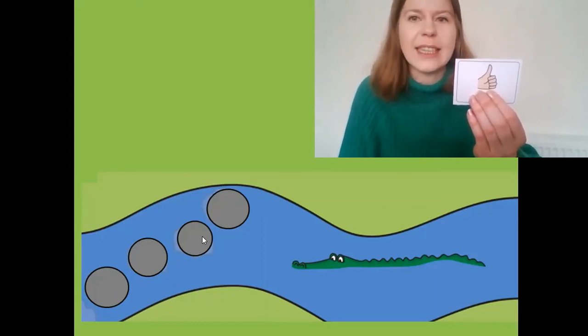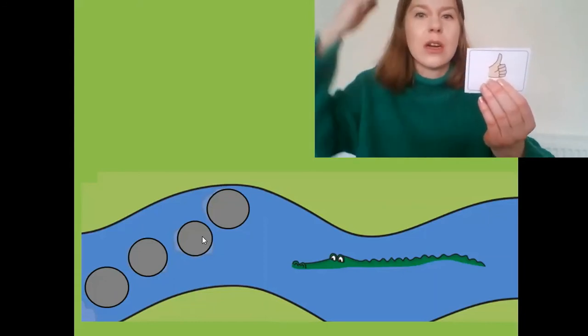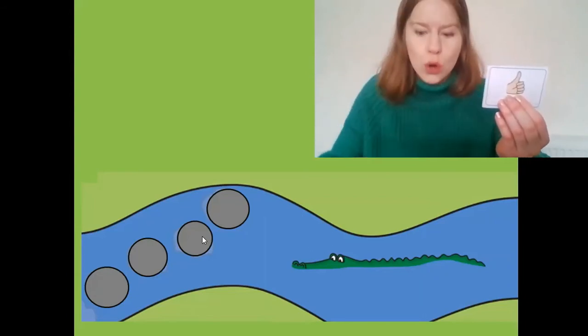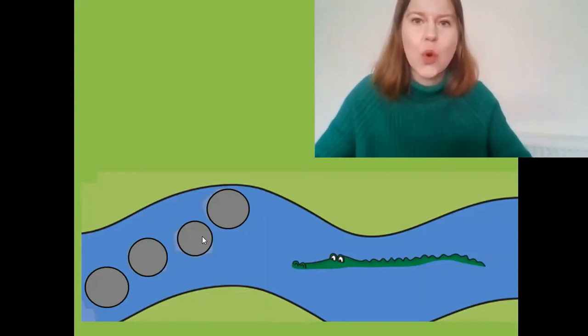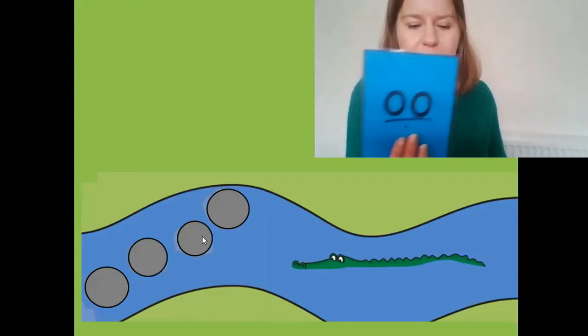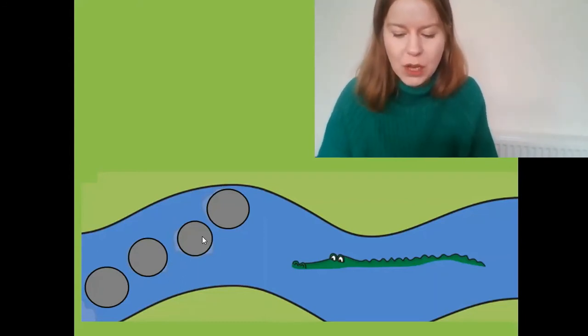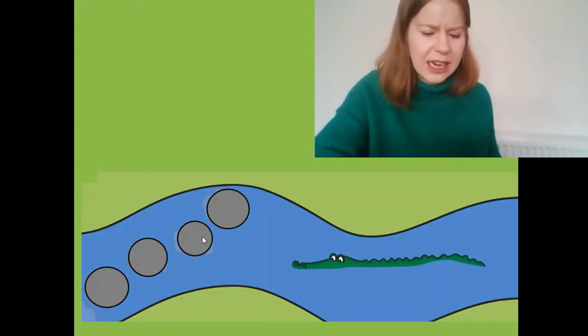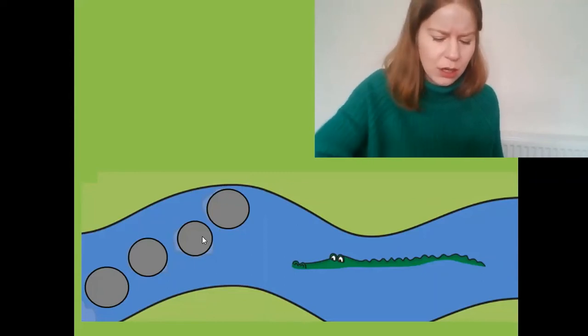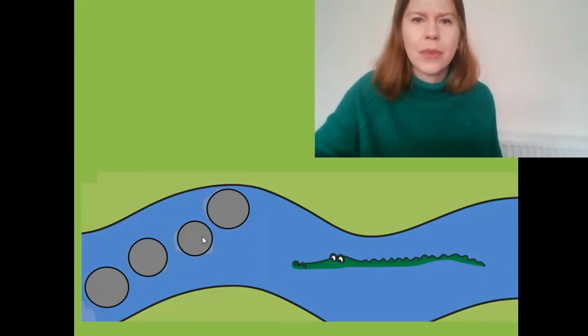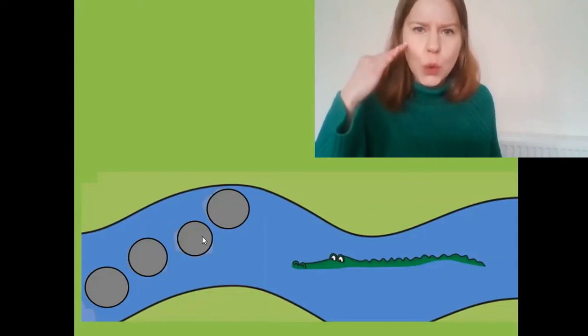Now, what's the next sound you can hear in good? Oh, I think it could be that short oo sound again, the oo sound. What's the last sound you can hear in the word good? D.